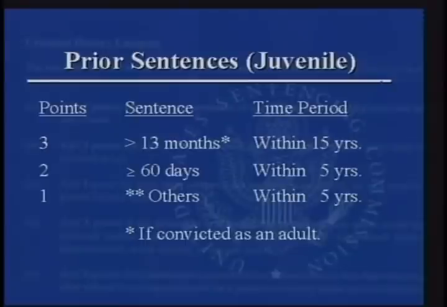Similar to adult prior convictions, if the term of incarceration extended into the 15-year period, you would receive criminal history points under subsection A. 2 criminal history points are assigned for juvenile sentences that resulted in a sentence of imprisonment of at least 60 days, but less than 13 months. And now we're changing our time frame from 10 years for adult convictions to 5 years for juvenile sentences. So for all juvenile sentences imposed within 5 years, we're looking at the assignment of 2 criminal history points. Finally, 1 criminal history point is assigned for all other juvenile convictions, again, provided that the sentence was imposed within 5 years of the commission of the instant offense.